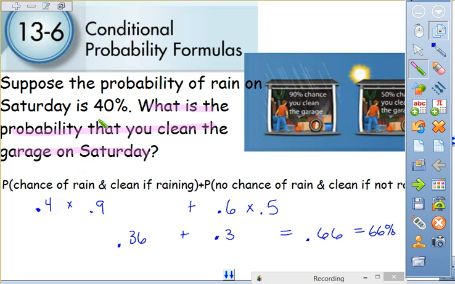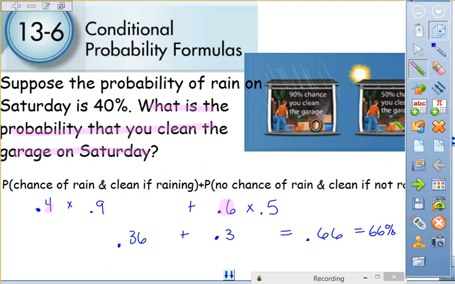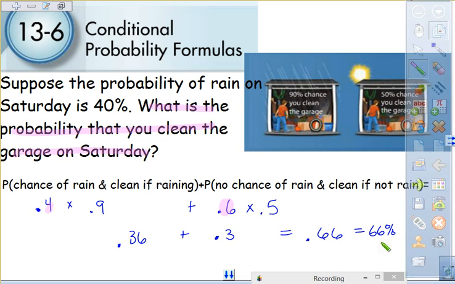So when we use the numbers, there's a 40% chance of it raining. The complement of that would be 60%, so that's no chance of raining. Then cleaning and it raining would be 90%. Cleaning and not raining would be 50%. So 9 times 4 is 0.36 plus 0.3. So we would have a 66% chance of cleaning the garage on Saturday depending on the weather.